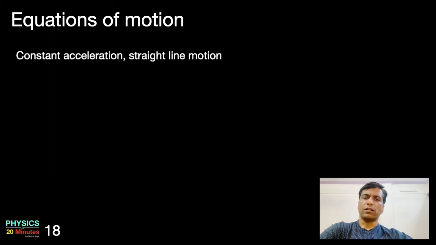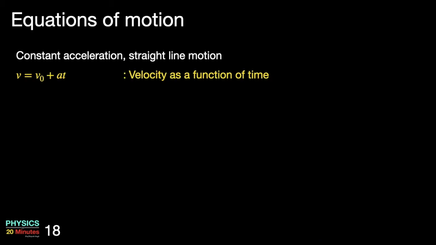So let us summarize. We have derived four main equations which are referred to as kinematical equations. Reminding you once again that these equations are valid only for motion with constant acceleration and straight line motion. First equation is v is equal to v0 plus at. This equation gives velocity as a function of time. If time is given, you can calculate velocity. Second equation is position, which is x is equal to x0 plus v0t plus half at square. Here position is given as a function of time. If time is given, you can calculate position.